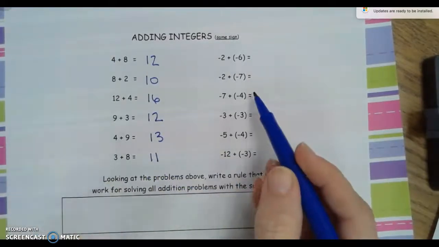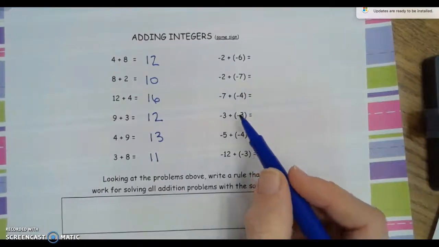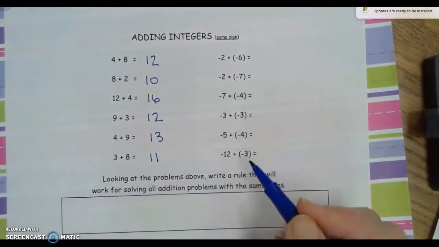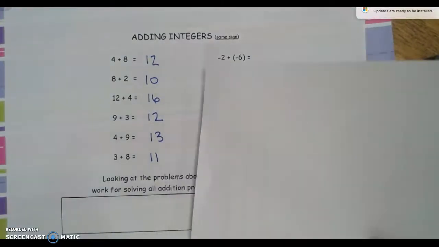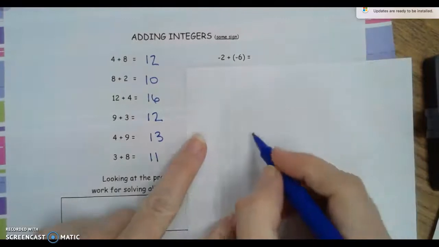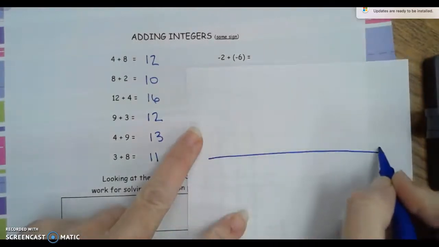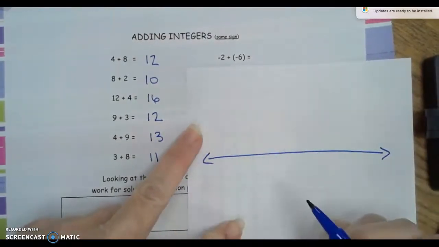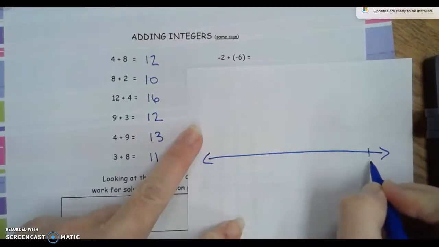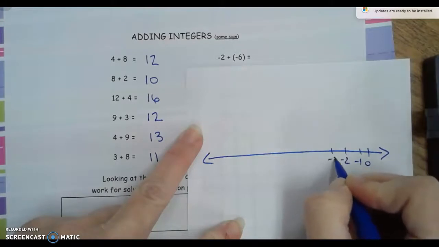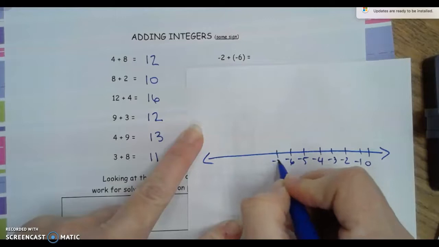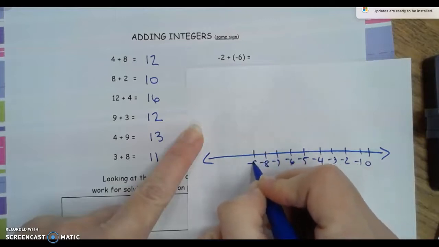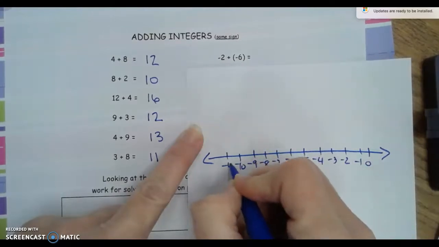Okay, when we start putting negative numbers together, they want us to hop on number lines and do all that kind of stuff. And that's fine for a little while, but that's going to take a really long time. If we try to draw number lines for all of these problems, it would take us forever. So let's say this is 0, negative 1, negative 2, negative 3, negative 4, negative 5, negative 6, negative 7, negative 8, negative 9, negative 10. I'm going to stop right there.